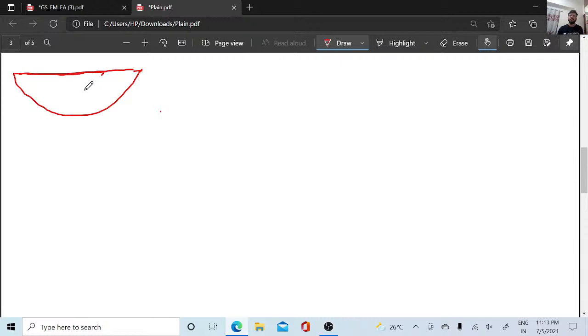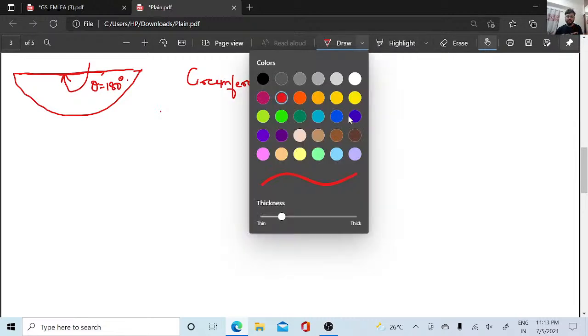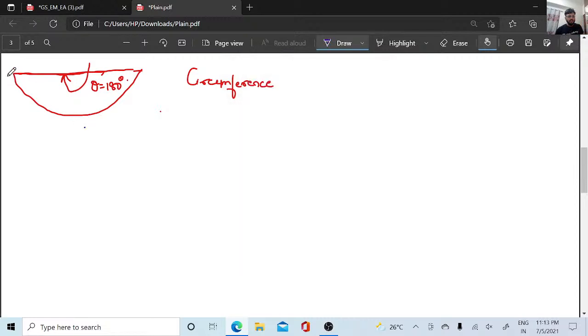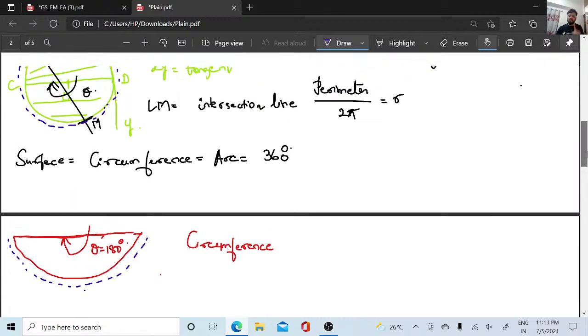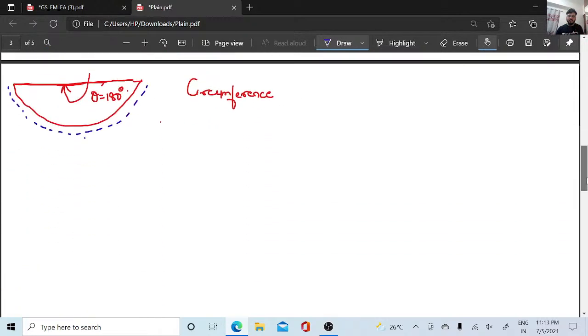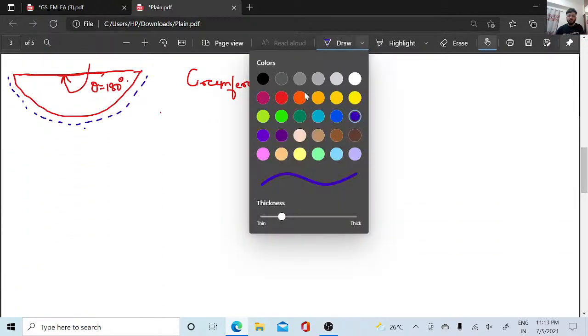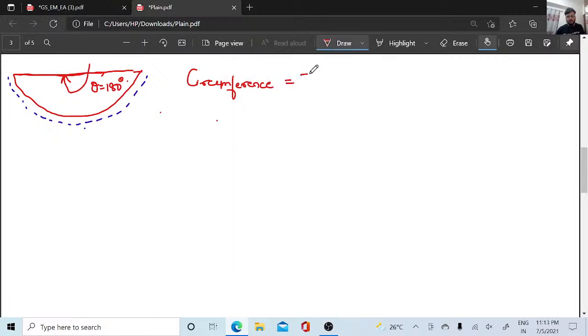So it is half of the previous circle. If the whole circle is 360 degrees, then this circle will be equal to how much? The theta will be equal to 180 degrees, right? 360 degrees by 2. So what is going to be the circumference of this circle now? Listen to me carefully here. The circumference is half of the previous circle. The previous circumference was 2 pi r, but here this is going to be 2 pi r by 2. So it is going to be pi r, right?